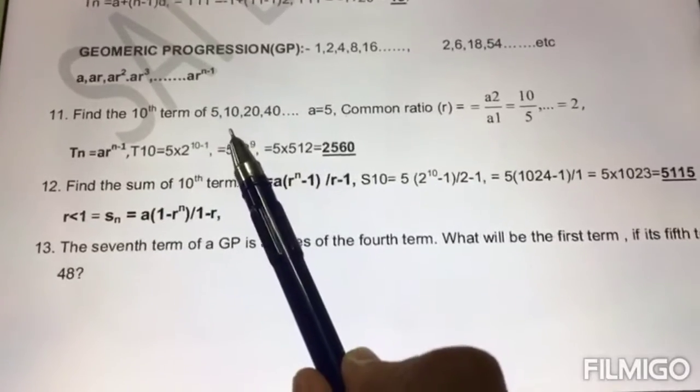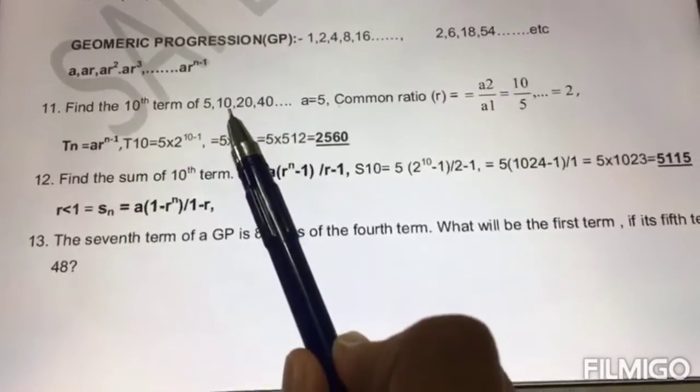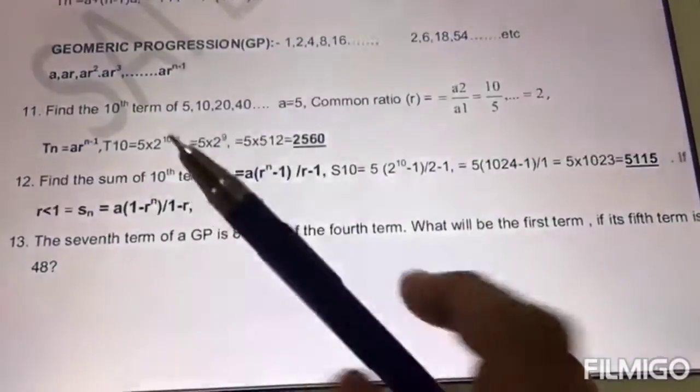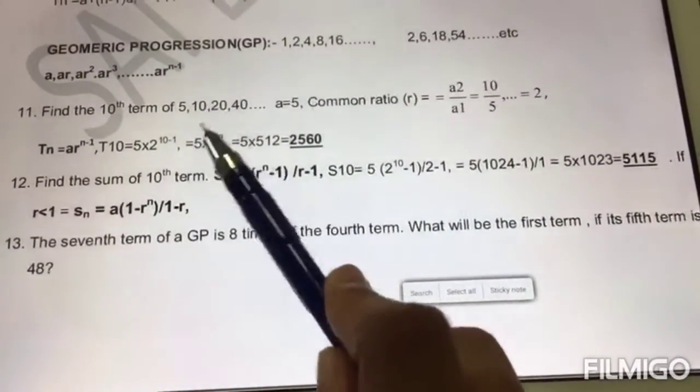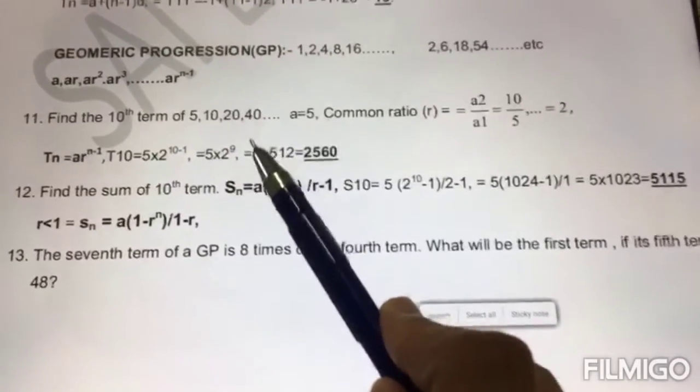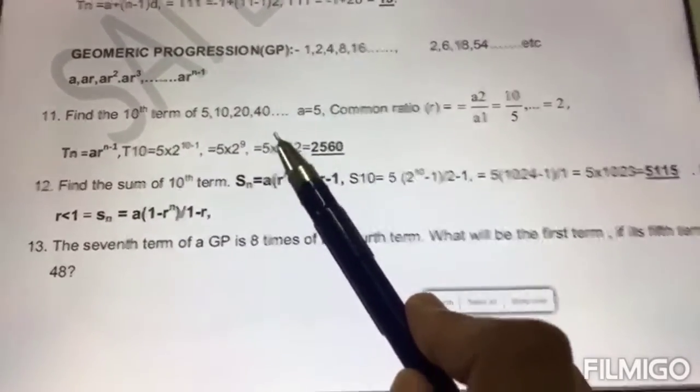Is it geometric progression? Yes. Look at the second term. Any relation between the first and second? Yes. 5 into 2 is 10. The third term is also like that: 10 into 2 is 20. The fourth term is also like that: 20 into 2 is 40. So it is geometric progression.